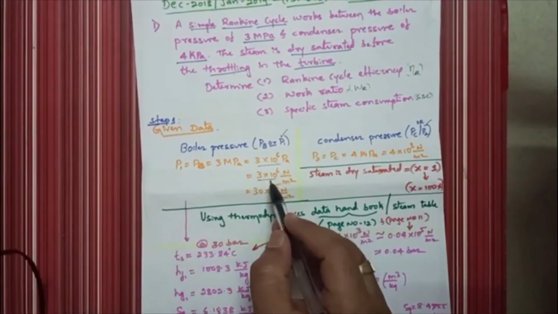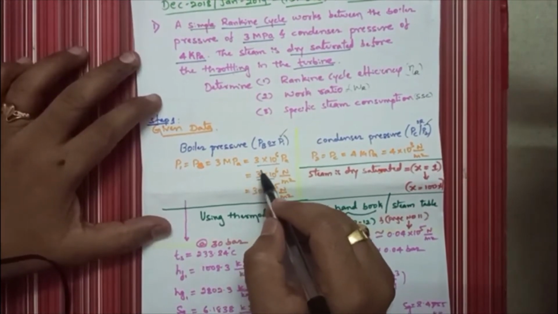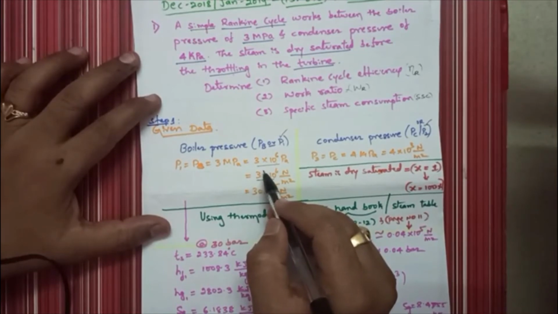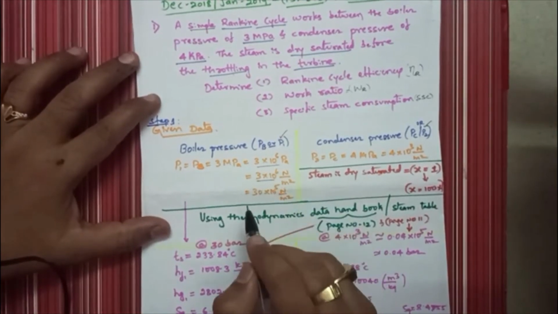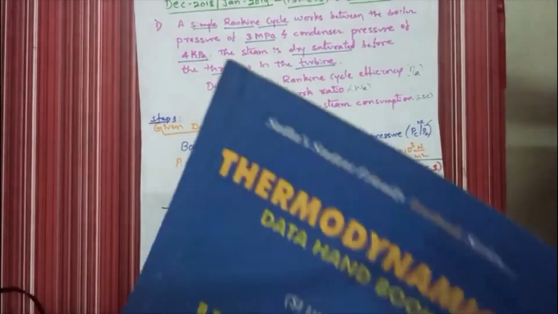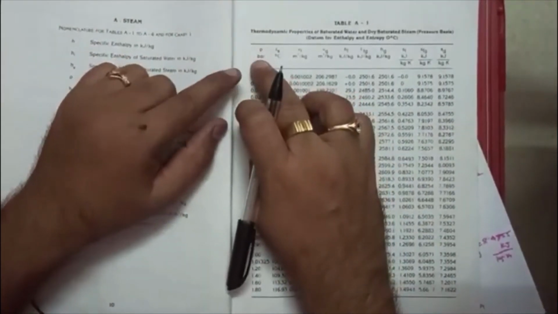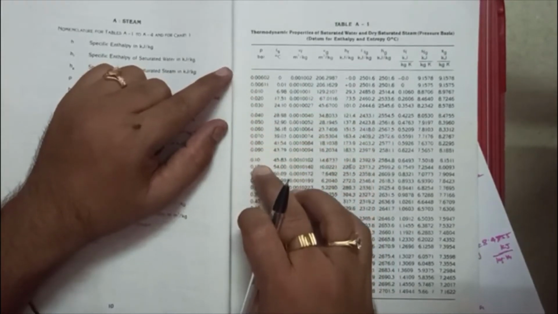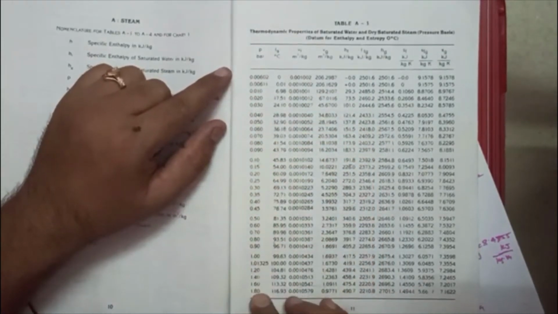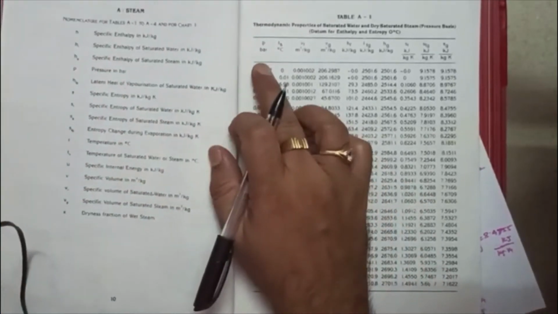And dear students, in the thermodynamic data handbook, all values of enthalpy and entropy of steam are given in bar. He has not given them in kilopascal or pascal. For example, I will show you one page here. See here, this is one column. P, pressure is in bar. All values are in bar. So in the question paper, if it is given in megapascal or kilopascal, you convert into bar. It will become easy for you to solve numericals.